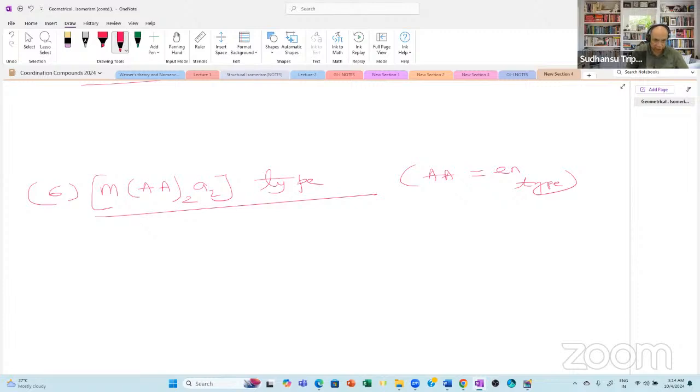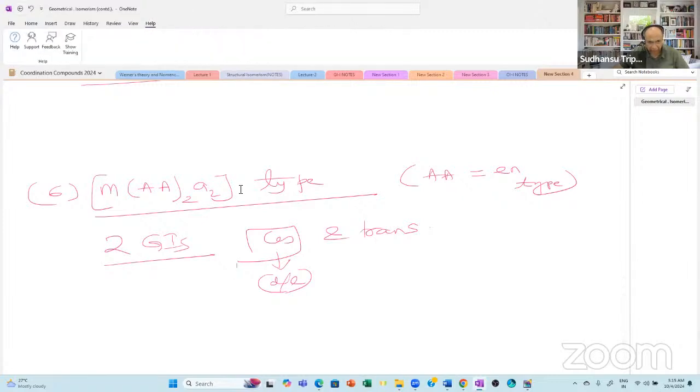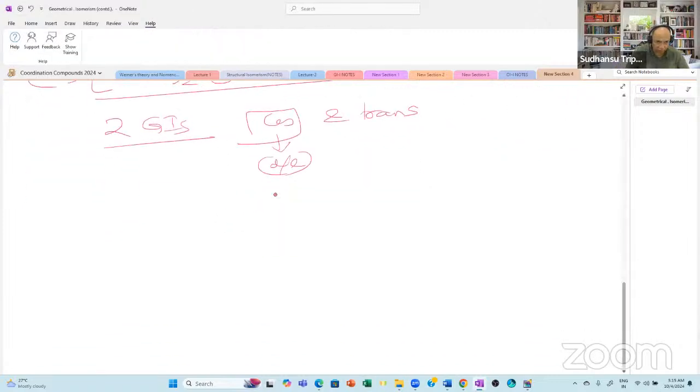Ethylene diamine type. So this will have two GIs, cis and trans, and the cis isomer is disymmetric. Let us draw. Drawing will not be important for examination purpose unless you are attempting a subjective question. But once you draw, you get a clear knowledge about all this.